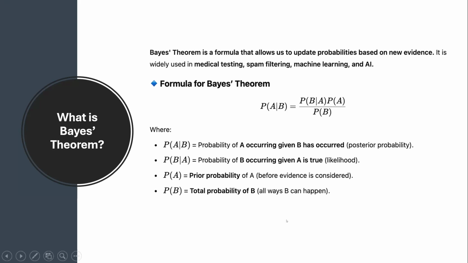Bayes theorem is a formula that allows us to update probabilities based on new evidence. It is widely used in medical testing, spam filtering, machine learning, and AI. It's a very similar formula to the one we were using in conditional probability. Here we are saying the probability of A given B has already occurred, the same thing. So what is the difference? We will be talking about that as well.